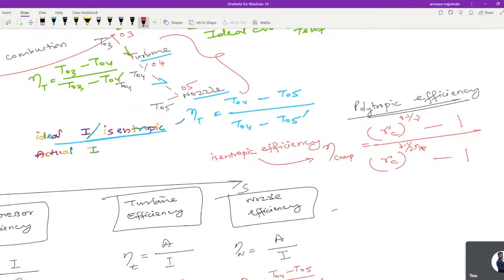Similarly, we have one formula for the turbine. Same relation between the isentropic and polytropic. So this is for the turbine: 1 minus of 1 by the turbine pressure ratio to the power gamma minus 1 into eta P by gamma, divided by 1 minus of 1 by RT to the power gamma minus 1 by gamma.